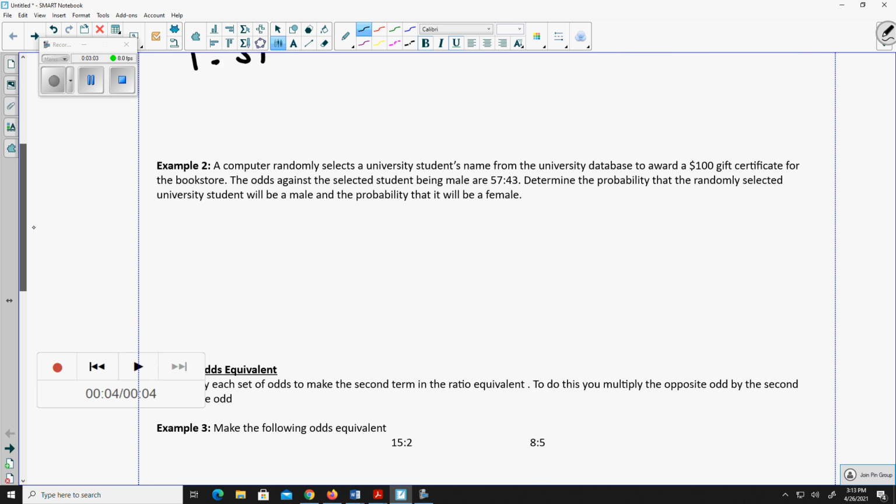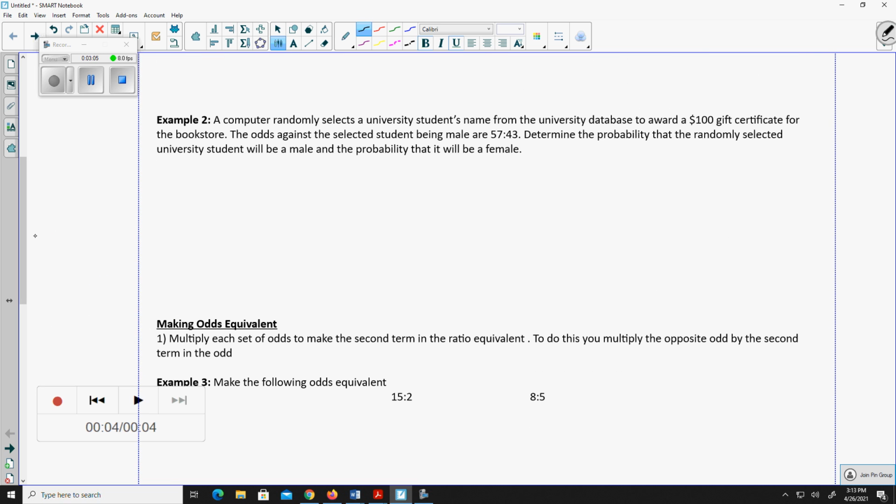Example 2. A computer randomly selects a university student's name from the university database to give an award of a $100 gift certificate, maybe like an iTunes reward, or maybe $100 to like a fancy restaurant like Montana's or Boston Pizza. All right. Oh no, it's for the bookstore. I should have read the whole thing. Cool. All right. You're gonna spend $100 at the bookstore.